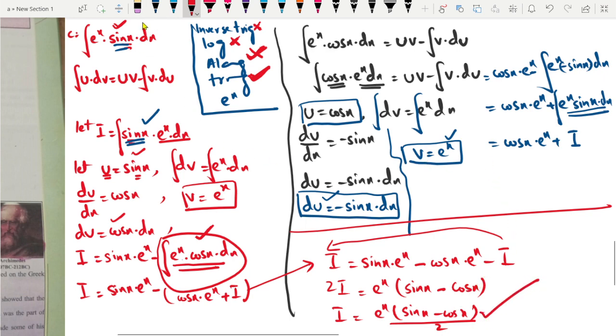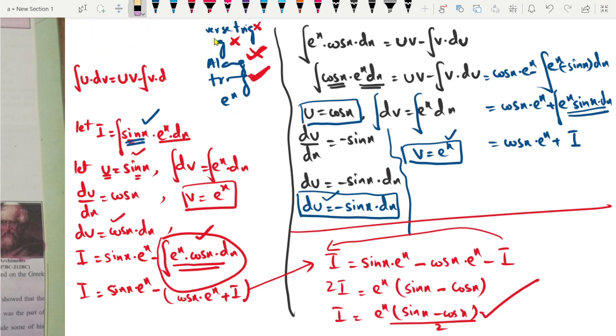Now the next part is similar to this one. Now I will solve part E of the question.